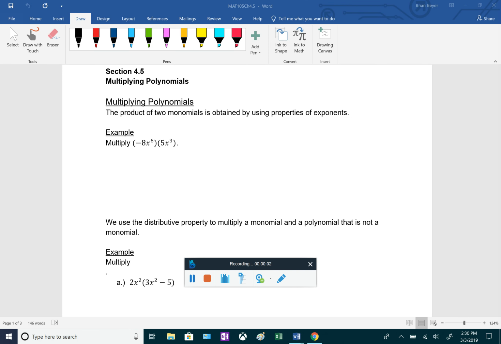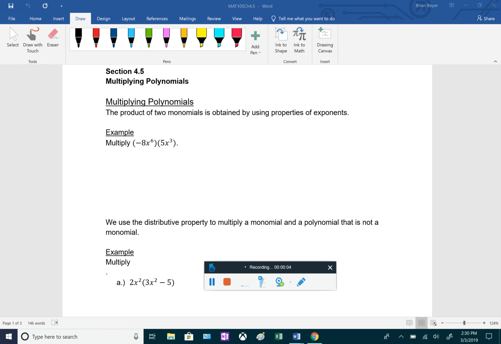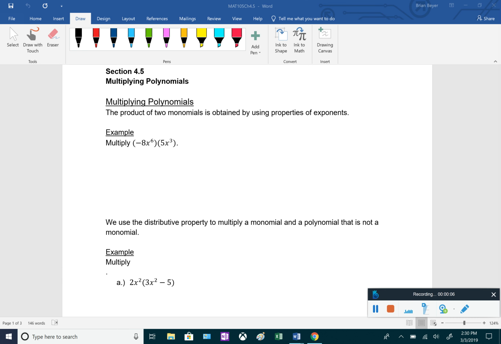In chapter 4.5, we're going to be multiplying polynomials. So we've already done adding and subtracting polynomials. For adding and subtracting, all we have to do is combine like terms. For multiplying, though, it's going to be a little bit more complicated. We're going to be distributing, and then we're going to be using the properties of exponents.